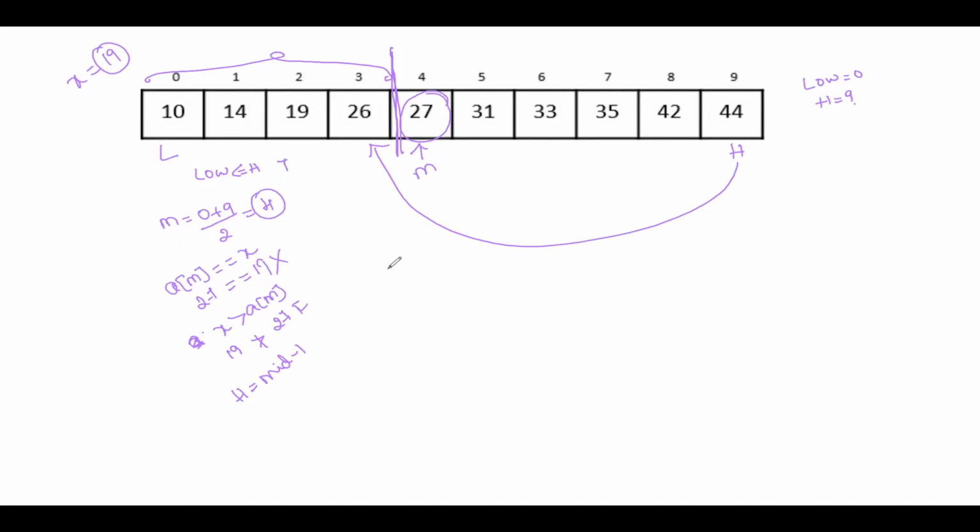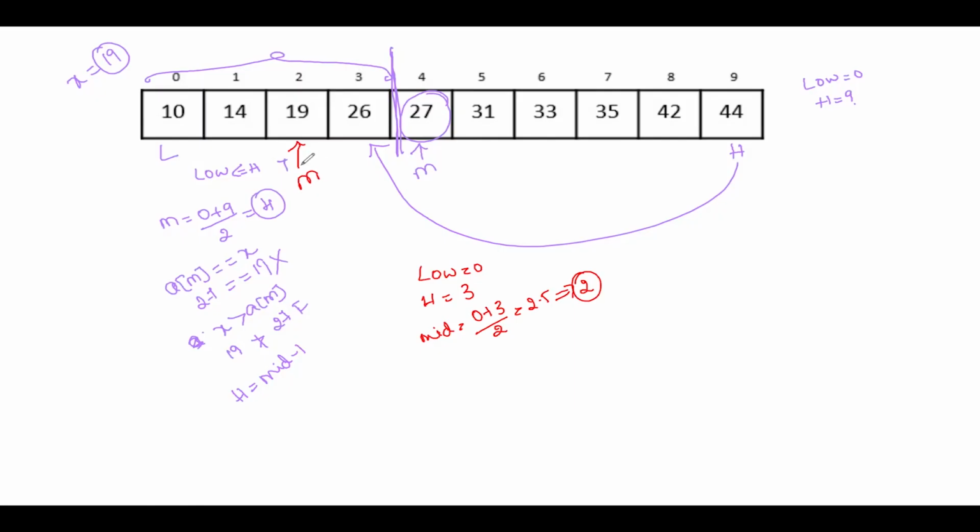So the new low and high values will now be: low is equal to 0 and high is equal to 3, since mid was 4. So now we will only focus on this. Okay. Now, once again, I have to calculate the mid value. Mid is equal to (0 plus 3) divided by 2, which is 2.5. I will only take the integer value, hence 2. So 2 is over here.